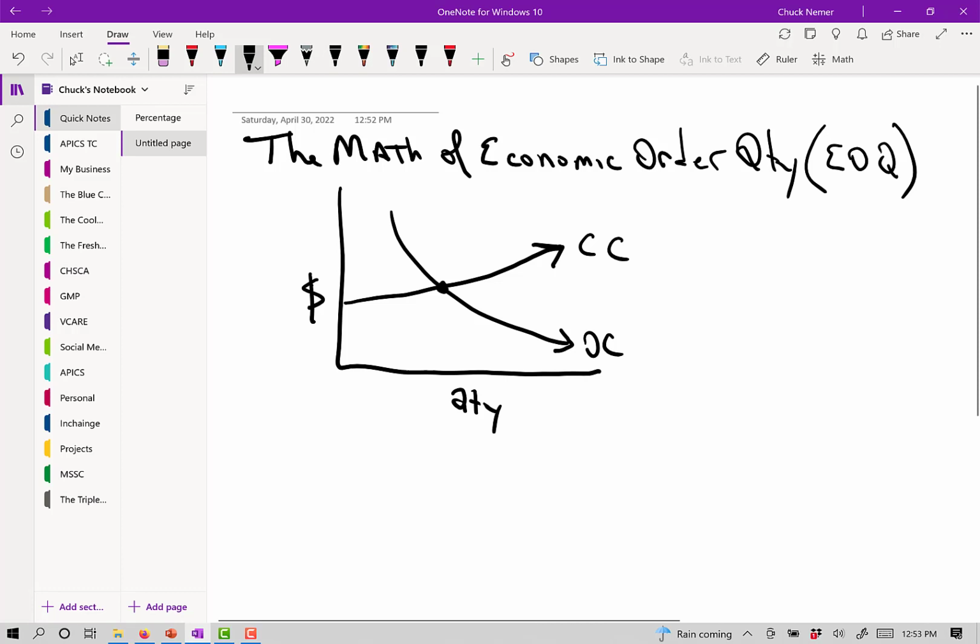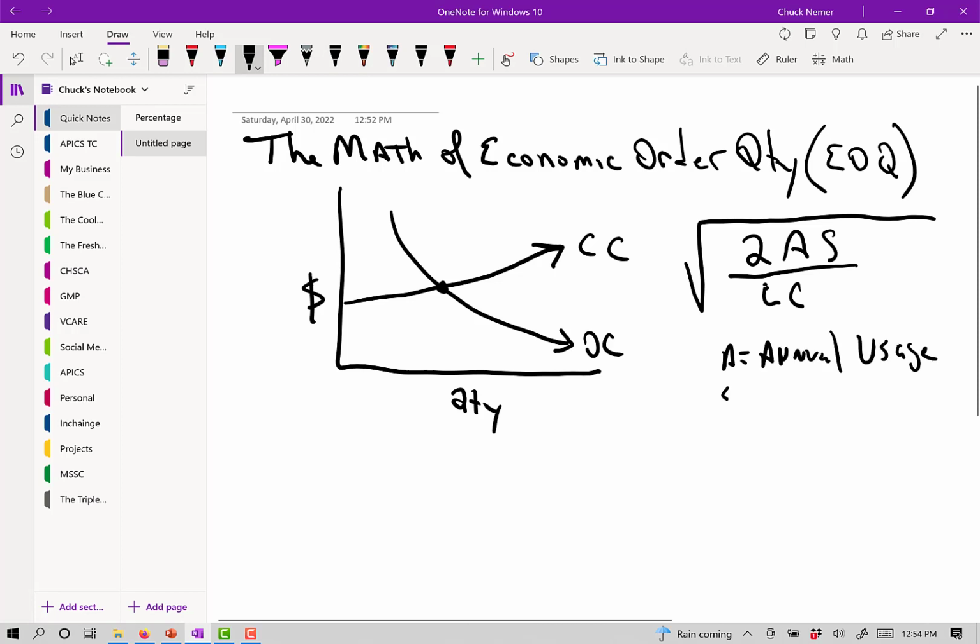The formula for EOQ, kind of a messy one, looks at the square root of 2 times A times S divided by I and C. So A talks about the annual usage. S is the cost to set up an order, be it a purchase order or a shop order. I is equal to the interest rate. And C is equal to the cost of the part.